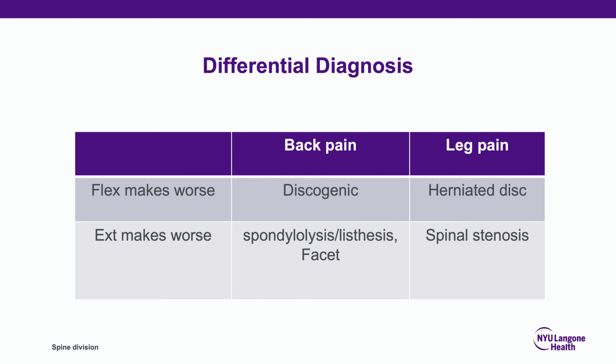Talking about the differential diagnosis of back and leg pain, we have to understand that the position of the spine gives us information about the cause of the pain. When flexing the spine makes the pain worse in the back, we usually talk about discogenic pain. When it makes the leg pain worse, it's usually because of a herniated disc. When extension makes the back pain worse, it's usually because of loading of the facet and spondylotic changes. When it makes the leg pain worse, we usually talk about spinal stenosis.